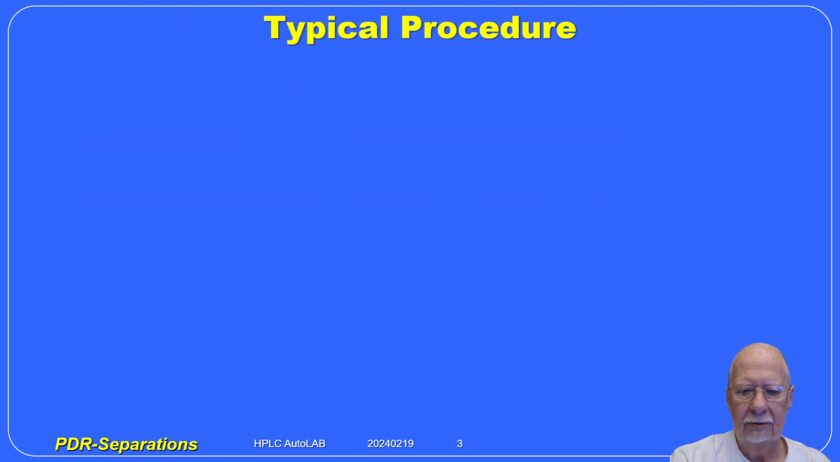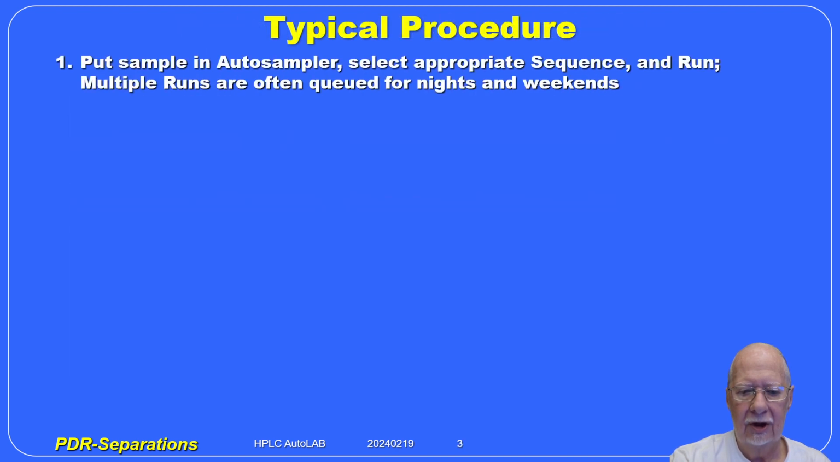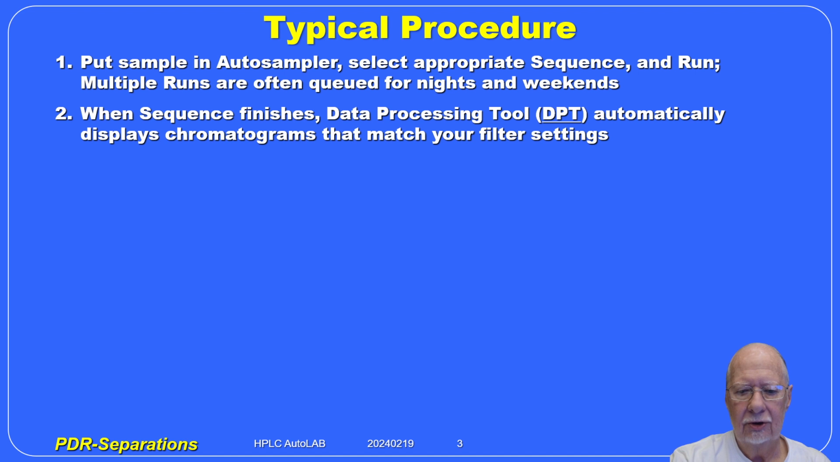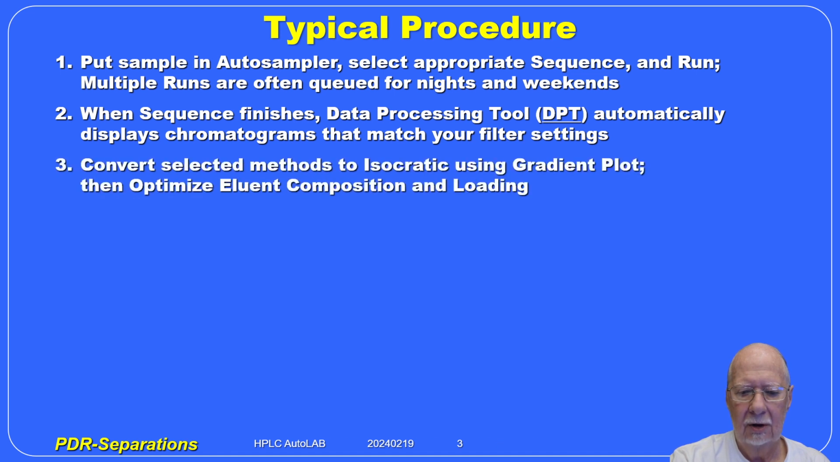Typical procedure. Put sample in autosampler, select appropriate sequence, and run. Multiple runs are often queued for nights and weekends. When sequence finishes, data processing tool automatically displays chromatograms that match your filter settings. Convert selected methods to isocratic using our gradient plot, then optimize eluent composition and loading.